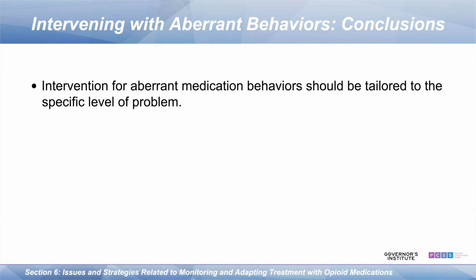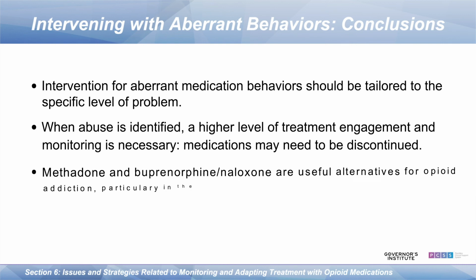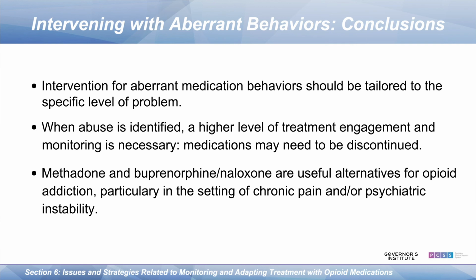So we've come to the end of this module related to monitoring and intervening when prescribing opioids. In conclusion, intervention for aberrant medication behaviors should be tailored to the specific level of problem. When abuse is identified, a higher level of treatment engagement and monitoring is necessary for the medications and may lead to them being discontinued. Methadone or buprenorphine are useful alternatives for opioid addiction, particularly in the setting of chronic pain or psychiatric instability, and completing the waiver process would provide you with another valuable tool when dealing with some difficult clinical situations.